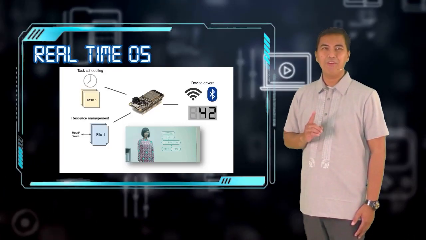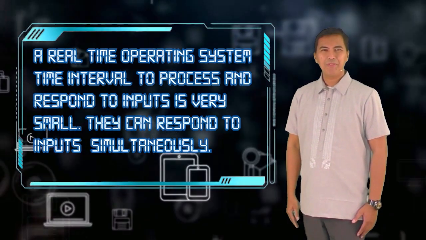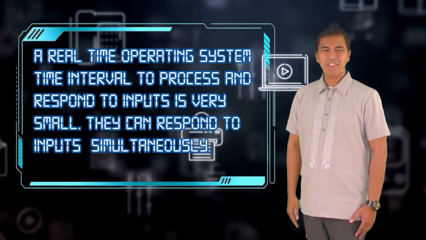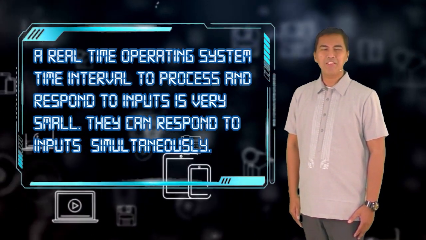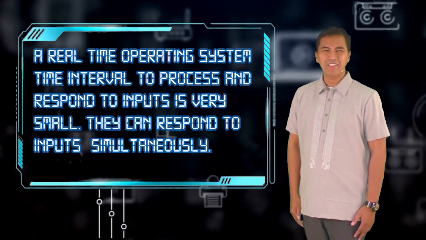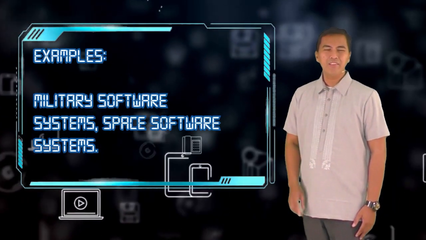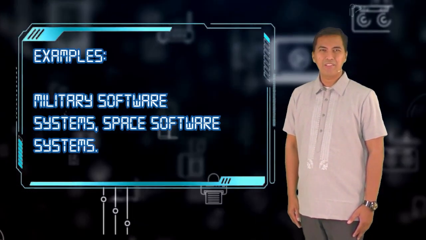Next, we have real-time operating system. Real-time operating system is an operating system where the time interval to process and respond to inputs is very small. It responds to inputs simultaneously. Examples: military software systems, space software systems.